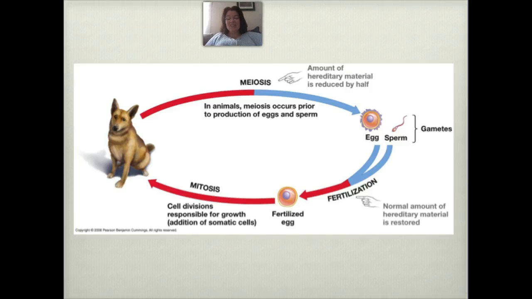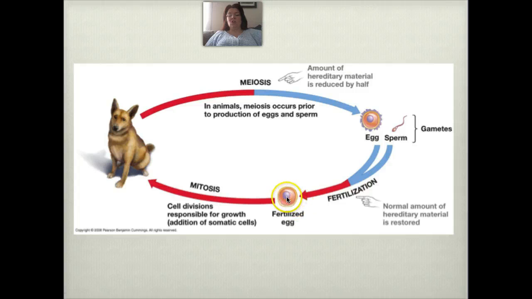Okay, let's take a look at this slide. This is a picture that comes out of your textbook, and I like it because it tells us when, in the life of an organism, mitosis and meiosis are likely to occur. In this slide, you can see a dog on the left-hand side, a German Shepherd, and what they're showing us is that this German Shepherd developed from a fertilized egg. So that was the first moment that this German Shepherd was an organism.